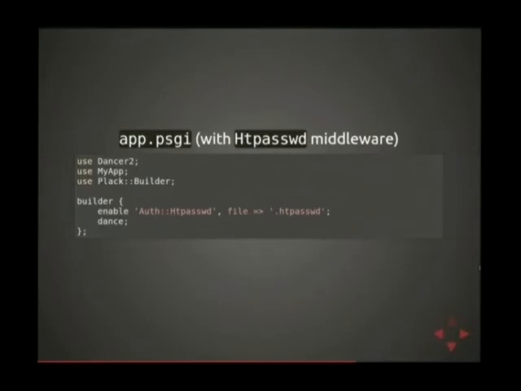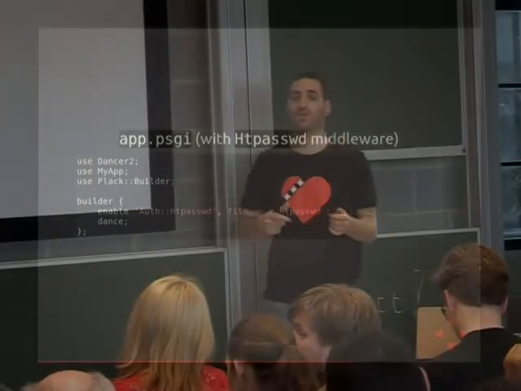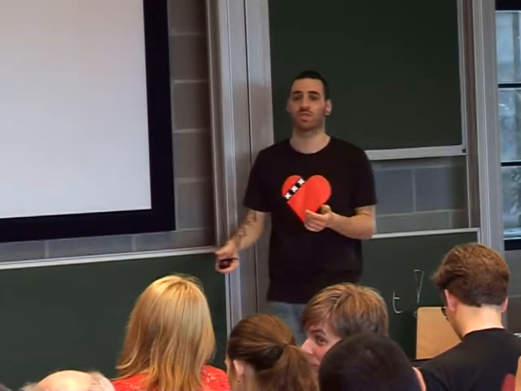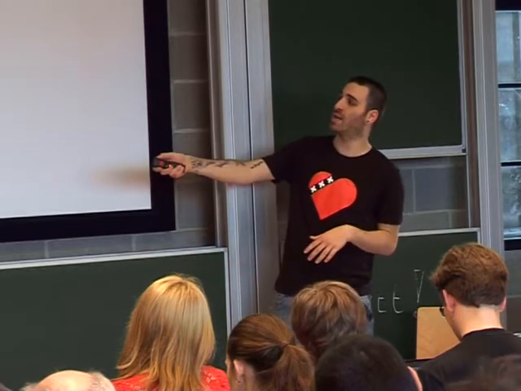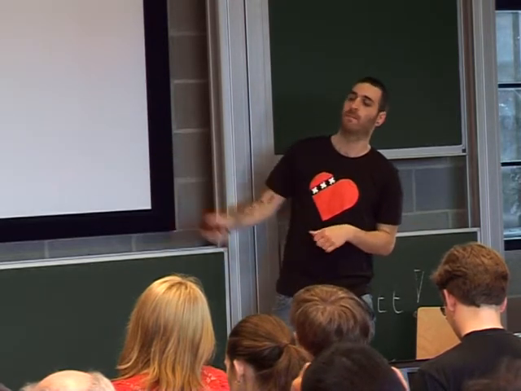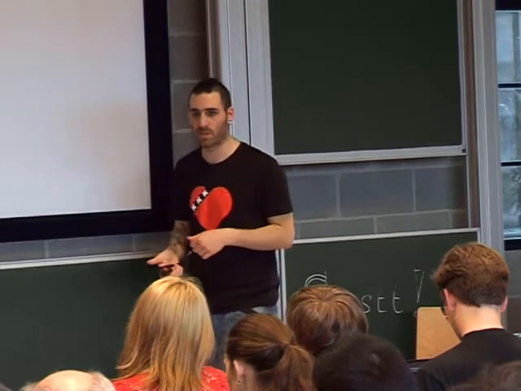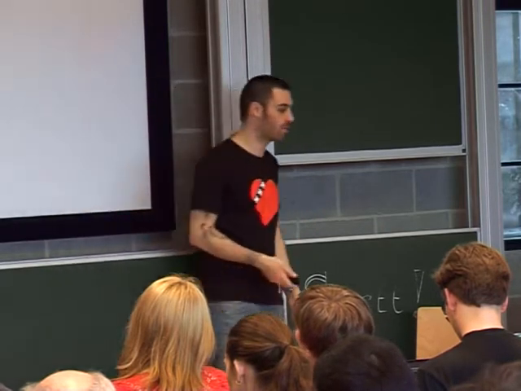What happens with Builder is that it builds one big code ref that translates the PSGI environments that were sent and the HTTP headers that were sent, and will decide whether to call this or that. In this case, there is no if. It actually calls HTTP auth HTTP password, and HTTP password would let it know if it should continue on with the request. And if HTTP password says, you know what, this request is fine, then it will call this code reference with the request. And then our code gets run. And we don't have to care of that.